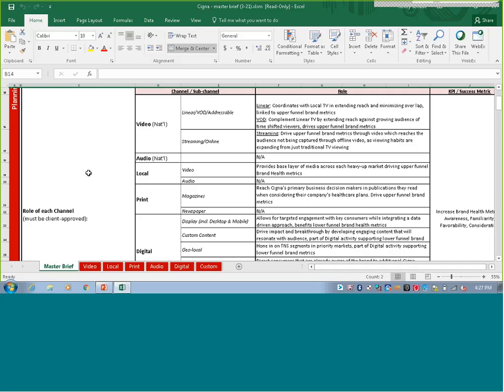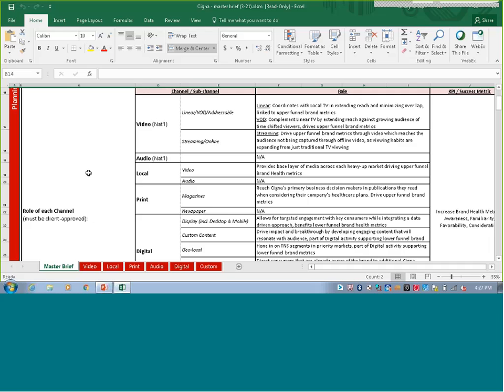This is probably my favorite part of the master activation brief. Step one is taking the hundreds of questions we'd love to have answered and knocking them down to just this one page. The next key part is this roles piece. From an investment perspective, if you know what role radio is supposed to play, or what role display is supposed to play, you can make much smarter decisions about what publishers and tactics to use within it.